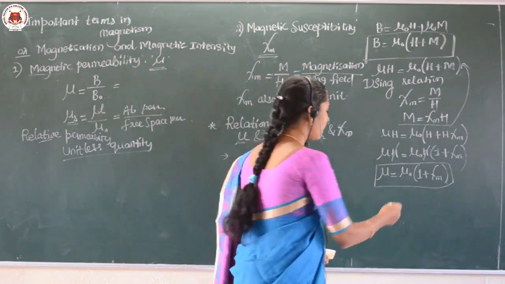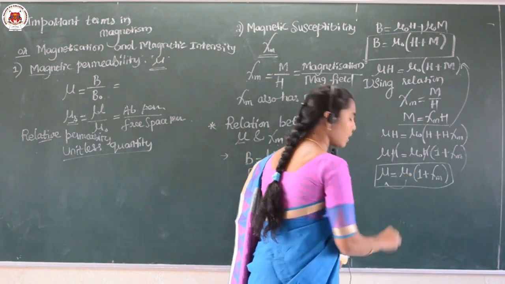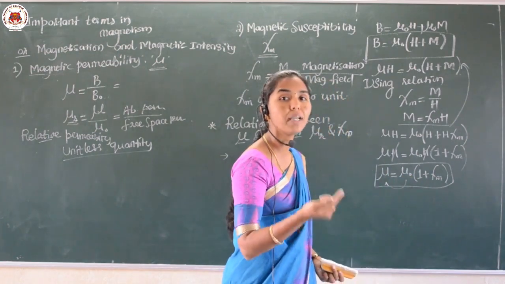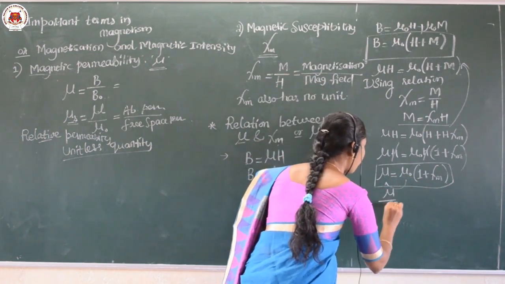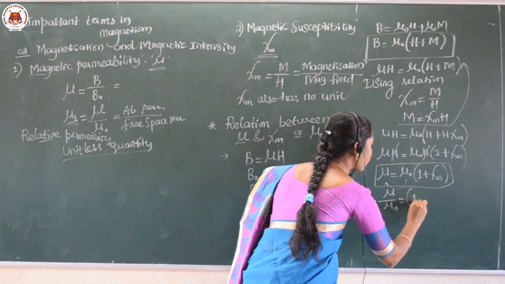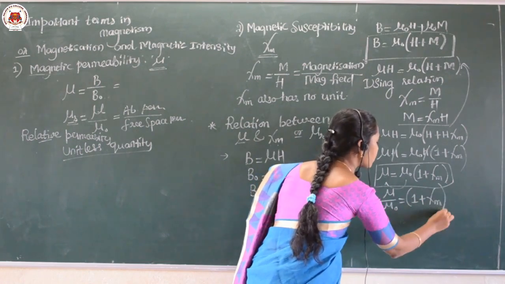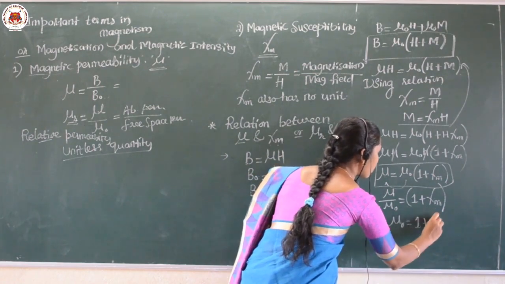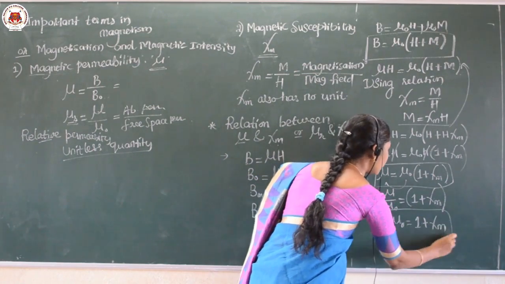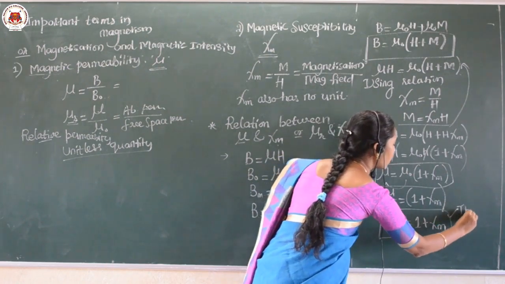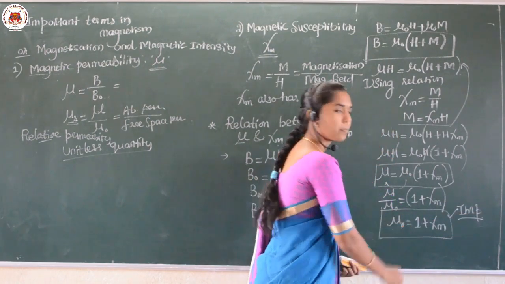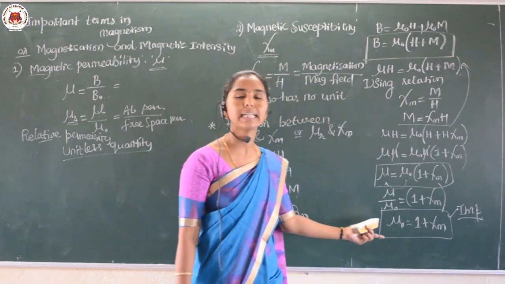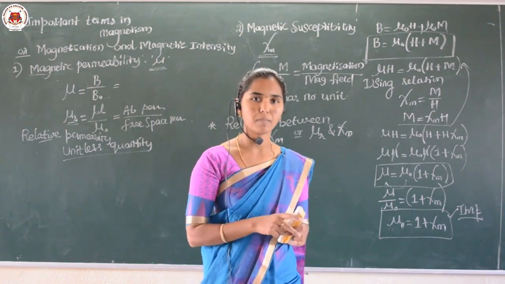Further, if you move mu naught to the other side, mu upon mu naught is the relative permeability. Therefore, mu upon mu naught is equal to the right hand side, 1 plus Xi m. Mu upon mu naught is nothing but mu r, so mu r is equal to 1 plus Xi m. This is the very important relation between the relative permeability and the magnetic susceptibility. It will help you in your NEET JEE competitive exams, right?